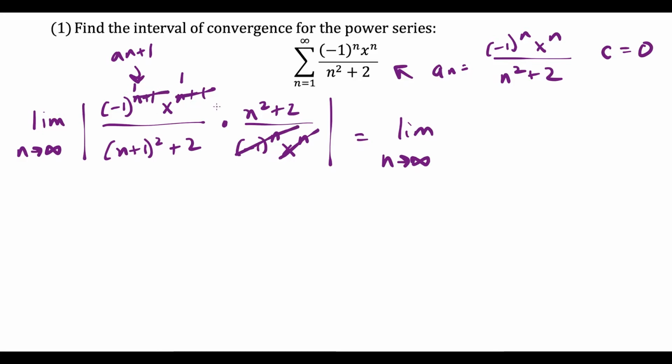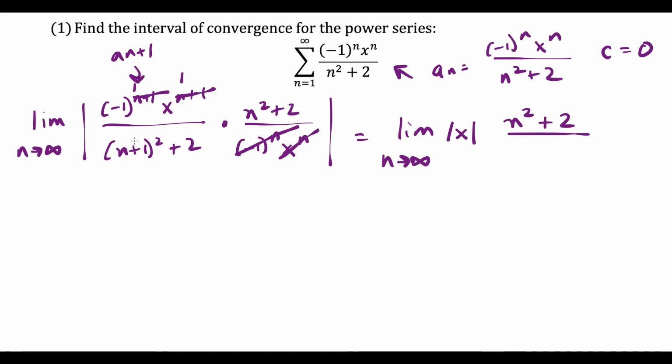And then after this, what we could do is simplify this. And one thing I like to do is notice the absolute value of -1 is just 1, so we could just leave that behind. But the absolute value of x could be anything right now, so it has to stay behind in the absolute value. Now n is going to infinity, so n squared plus 2 is going to be positive, so we could take it out of the absolute value.